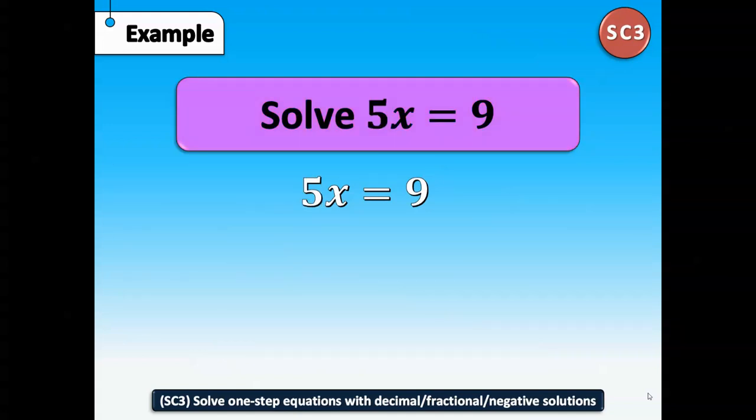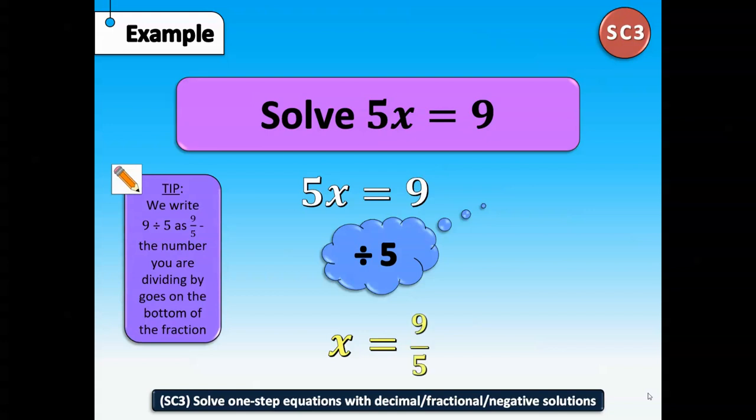Here we want to solve 5x equals 9. So 5x means 5 times x. So we need to do the opposite of timesing by 5. So we're going to divide by 5. So 9 divided by 5 is 9 over 5.